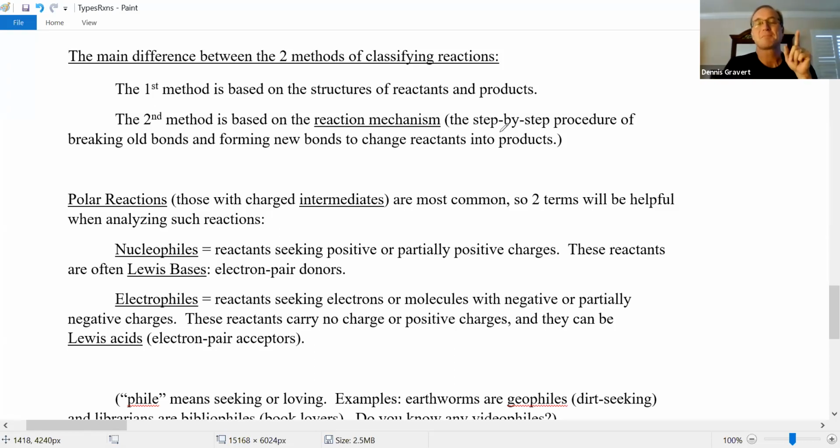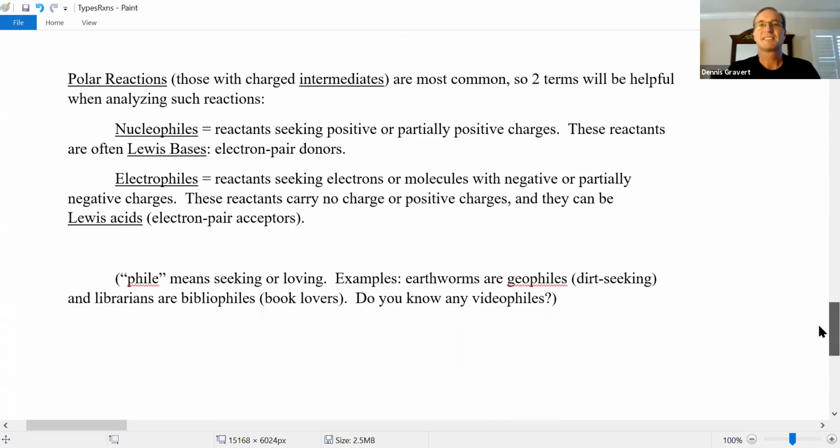If you hadn't heard that before, we'll see lots of mechanisms. That's a step-by-step process where you break old bonds in the reactants, and then you make new bonds to turn them into products. And we need to show that in a reaction mechanism, step by step. How do you make these reactants turn into products in great detail? It actually involves a lot of understanding, and it's very insightful and quite powerful. That's coming later. All right, let's simplify this further.